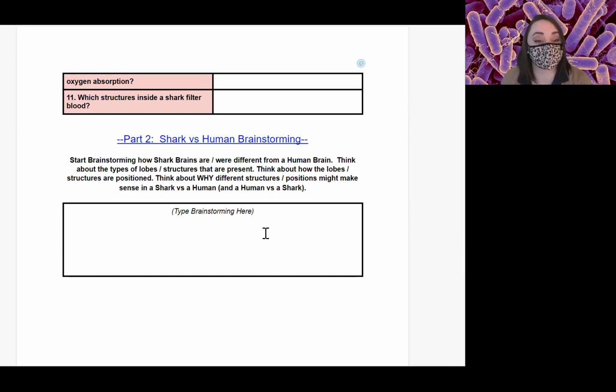And is their positioning the same or different? And then starting to think about, why do we think there might be those similarities? And why might there be those differences given the type of animal that we are versus a shark? Okay.